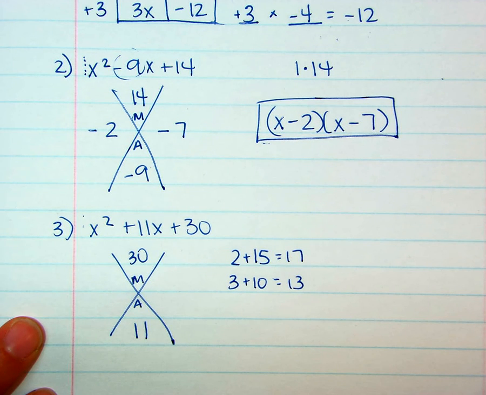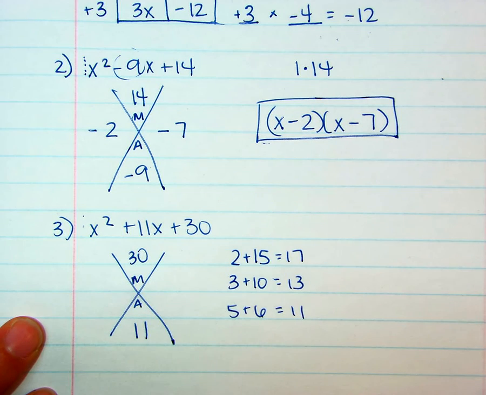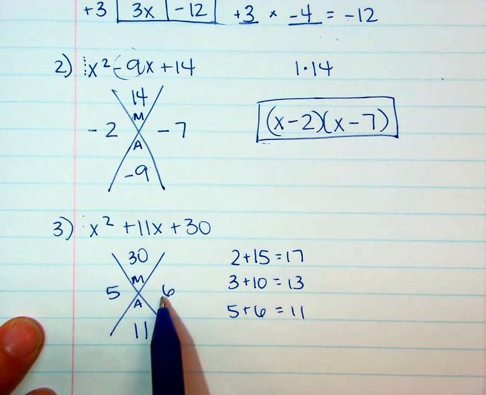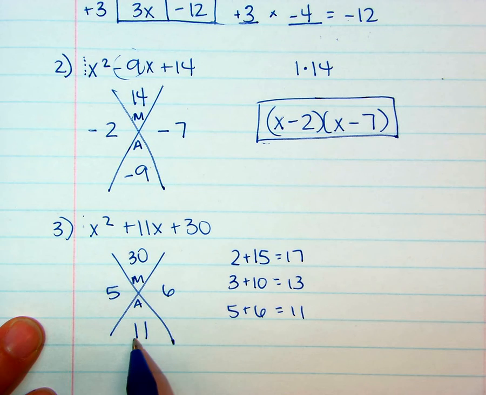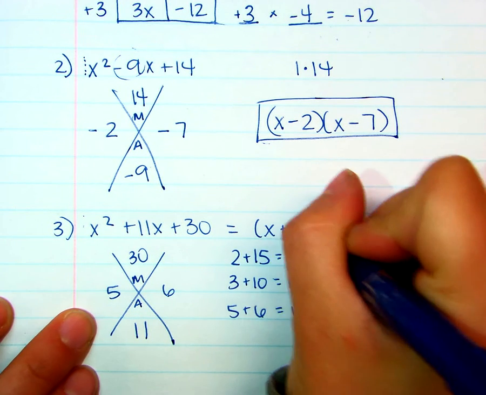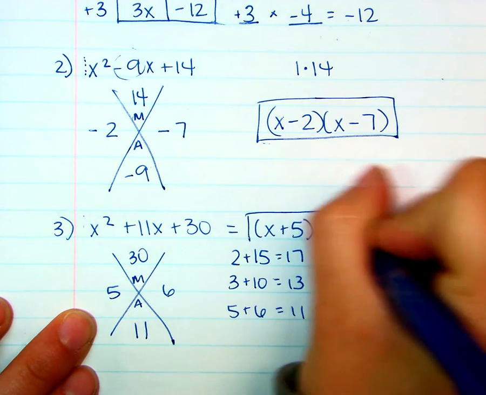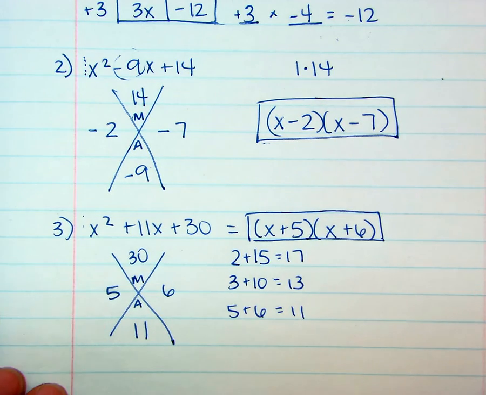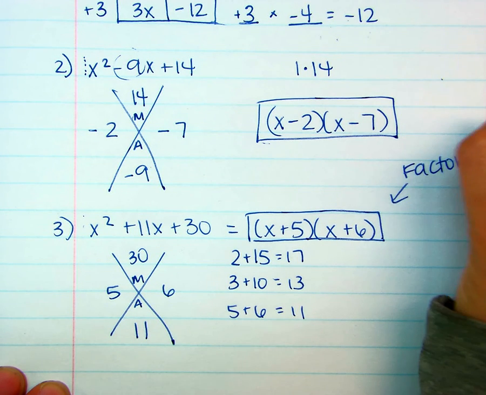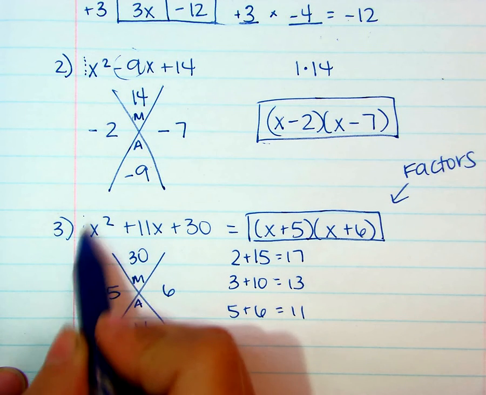5 plus 6, hey, they add up to 11. So positive 5, positive 6. We know they're both positive because they have to add to a positive. So x plus 5, because it's positive, times x plus 6. Those are the factors. All right, so these are your factors. And this is your quadratic because it has an x squared.